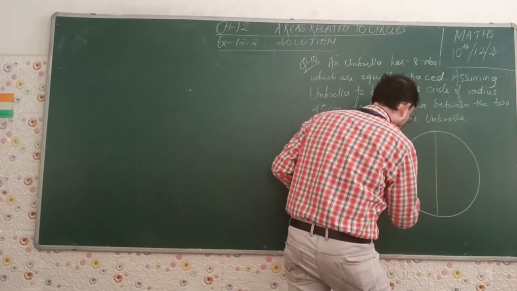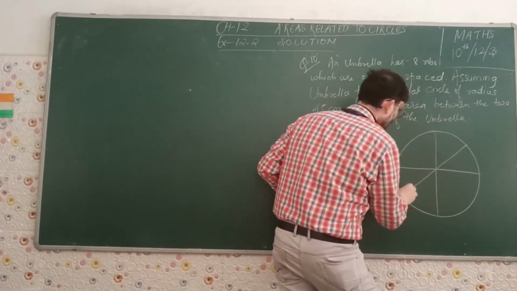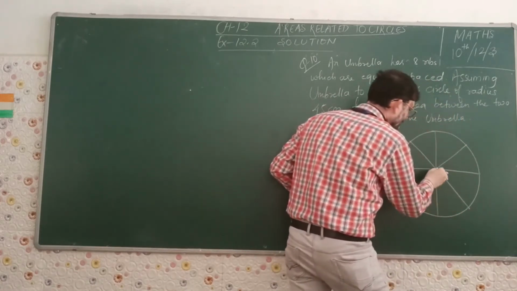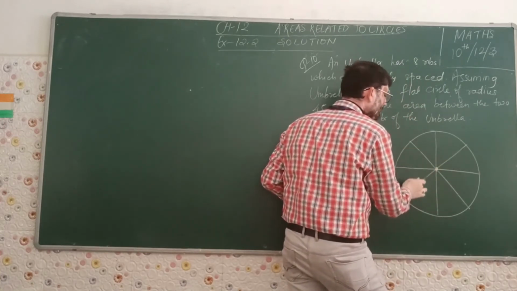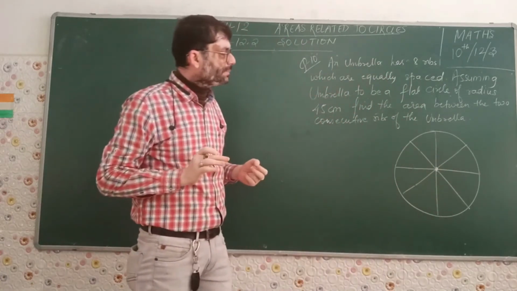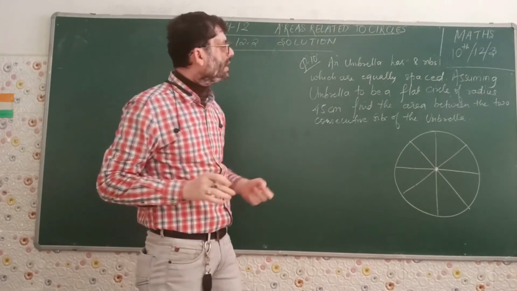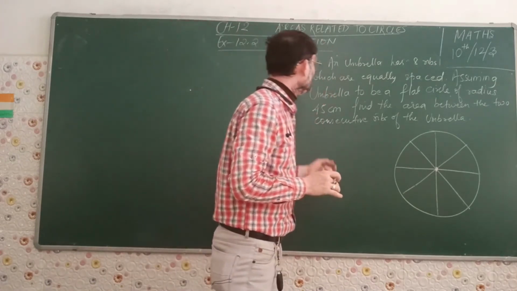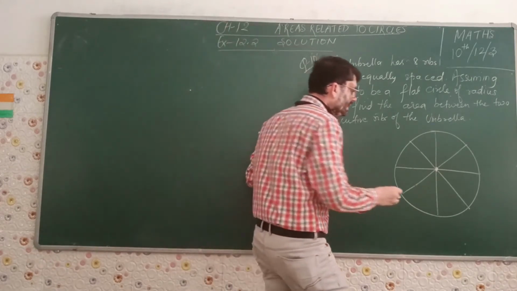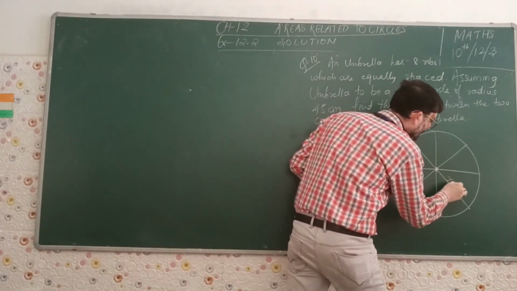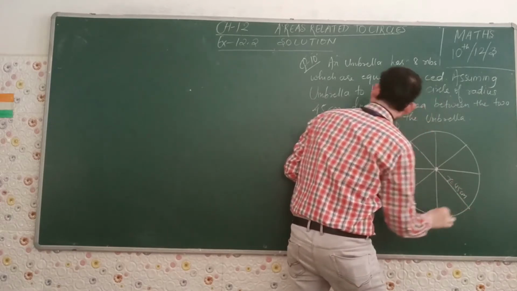So we can make 8 ribs also. These are the 8 ribs. This is the top part of the umbrella. Rib 1, rib 2, rib 3, 4, 5, 6, 7, 8. There are 8 ribs that are made. The umbrella is a flat circle with radius 45 centimeters. So we can take radius equal to 45 centimeters.